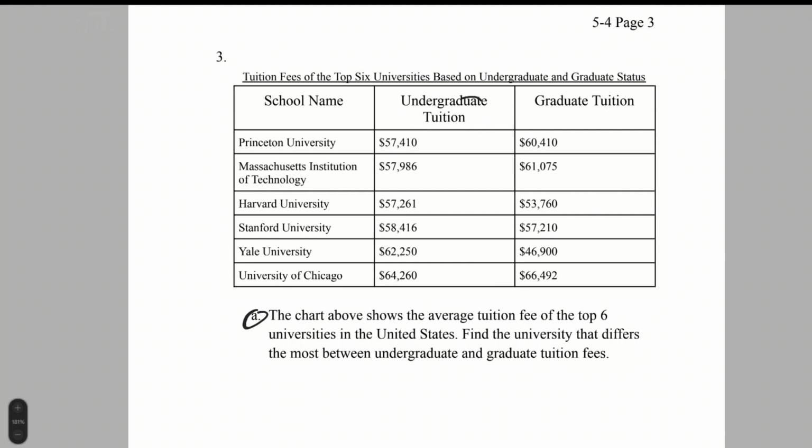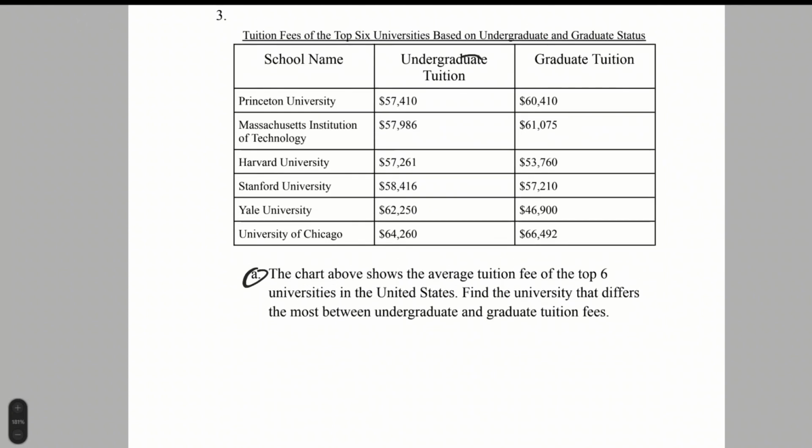All right, so question number 3 shows us a chart of the tuition fees of the top 6 universities based on undergraduate and graduate status. And our first question asks us to find the university that differs the most between undergraduate and graduate tuition fees. All right, so we're finding the difference. So this should be easy. Let's just look at the undergraduate tuition and the graduate tuition and find the difference between the two in each column.